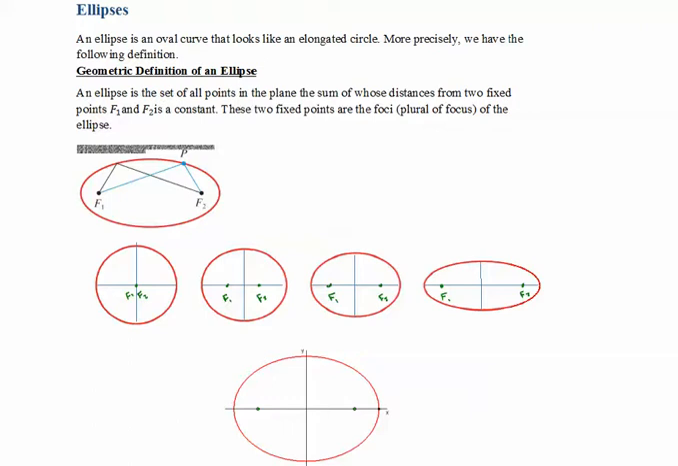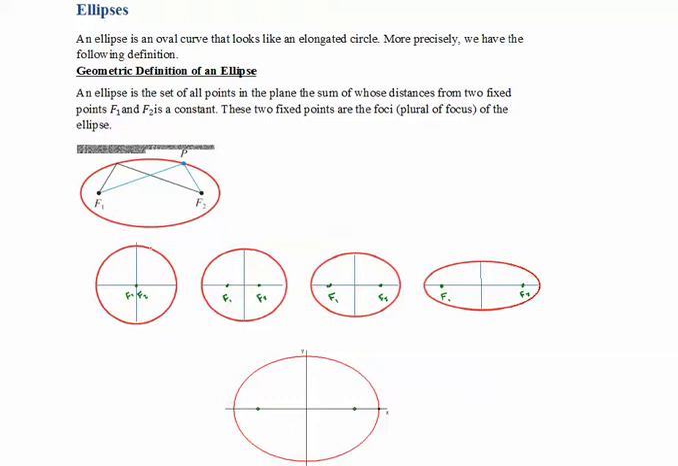So here is the geometric definition of an ellipse. An ellipse is the set of all points in the plane, the sum of whose distance from two fixed points f1 and f2 is constant. And these two fixed points are the foci, which is the plural of focus. One is focus and two foci.